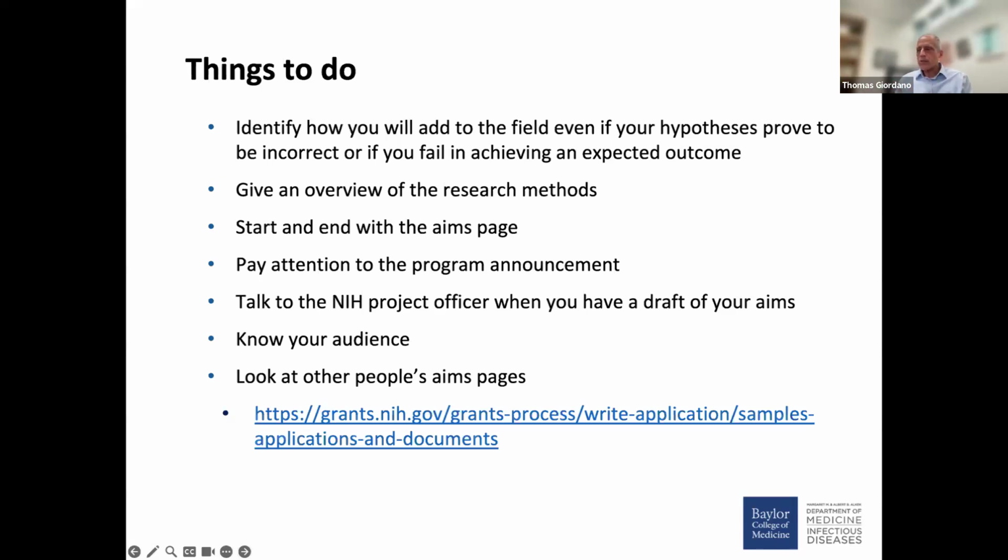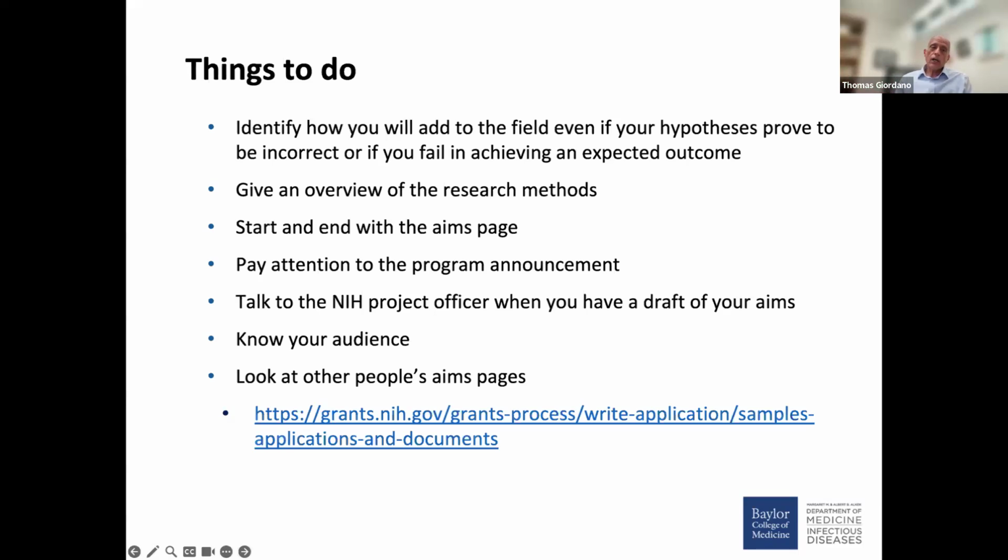Don't ignore the program announcement. Figure out what program announcement you're going to respond to early on, and then look at it. It'll give you ideas about what the NIH thinks are important areas of research and what they are looking for. And ultimately, what you are proposing is to the NIH. So there are clues in the PA about what to put in an aims page.